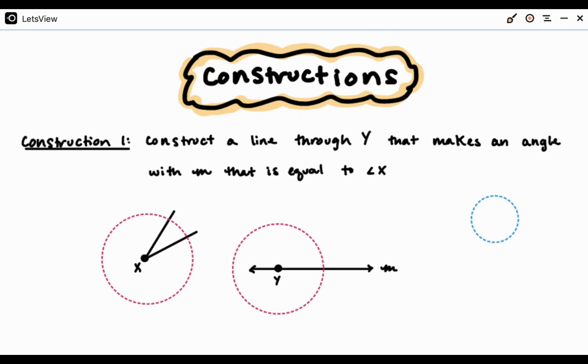So the next thing we're going to do is put points on this circle where it intersects the angle x, and let's call those points A and B. Now I'm going to use my compass to set the radius equal to the length AB, and then I'm going to bring my compass over to this point where my Y circle intersects the line M, and draw a circle with radius AB around that point.